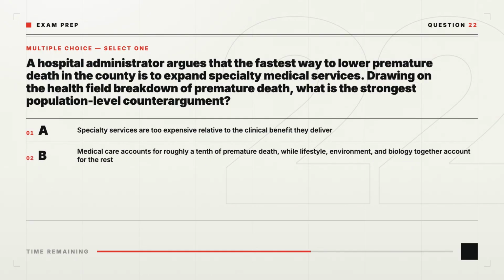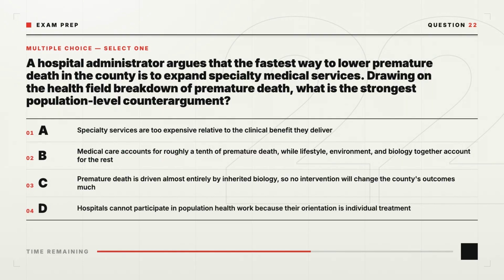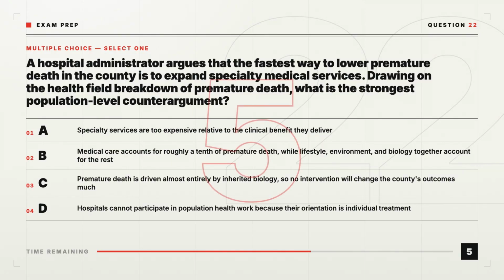B. Medical care accounts for roughly a tenth of premature death, while lifestyle, environment, and biology together account for the rest. C. Premature death is driven almost entirely by inherited biology, so no intervention will change the county's outcomes much. D. Hospitals cannot participate in population health work because their orientation is individual treatment. Which would you go with? Lock it in before the reveal.